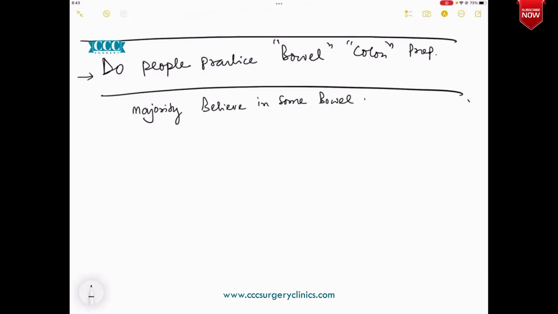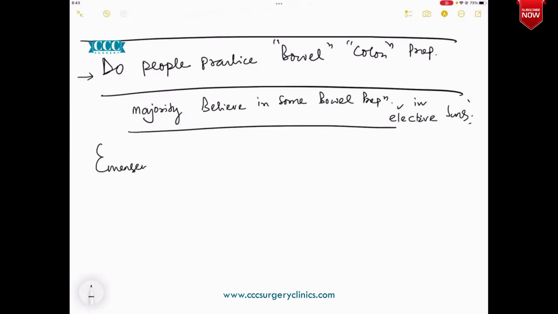Now, as I have said, it all depends upon the type of preparation, but they believe in bowel prep. Definitely, we are not talking emergency. We are talking of an elective surgery. Now, what happens if you talk about an emergency situation? Do you need a bowel preparation? The answer for this is no, you do not need a bowel preparation.